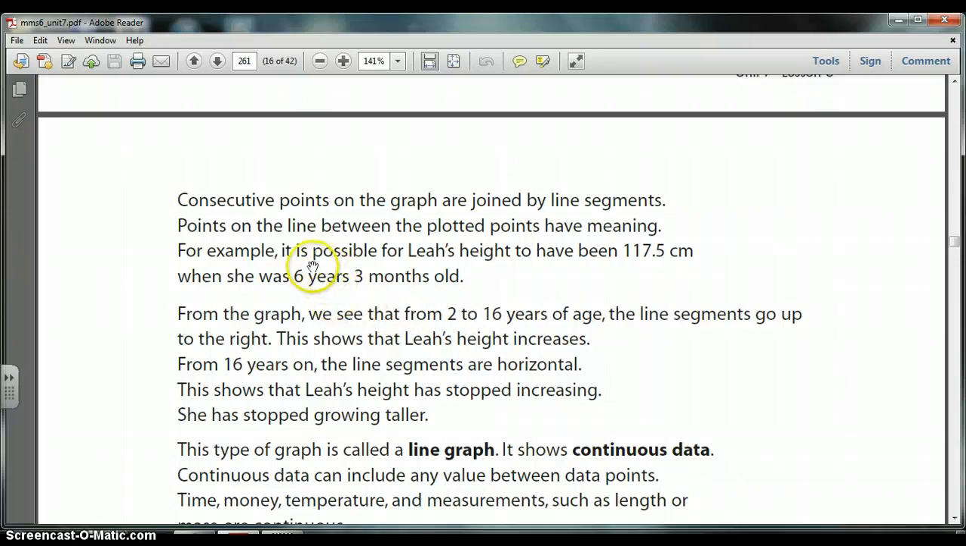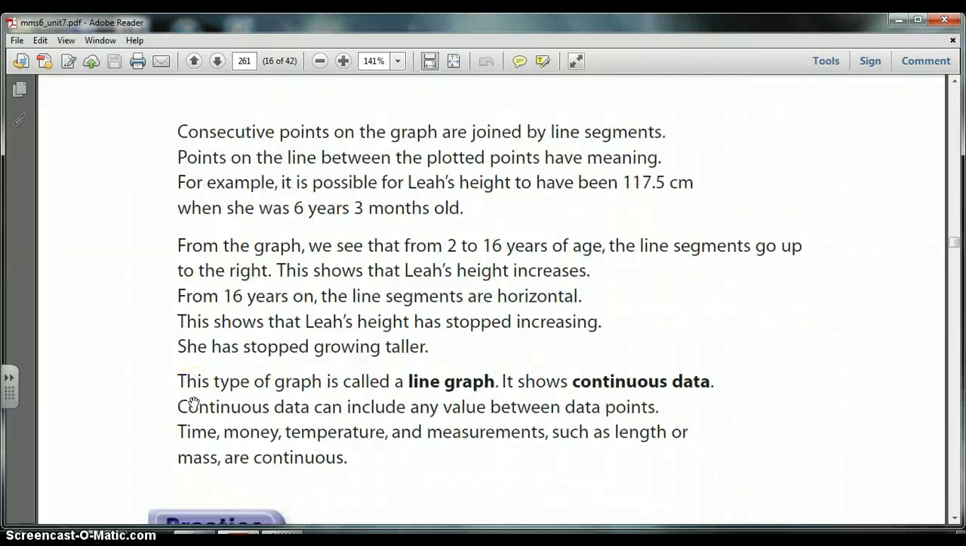For example, it is possible for Leah's height to have been 117.5 centimeters when she was 6 years, 3 months old. So this is continuous data, it's not discrete. From the graph, we see that from 2 to 16 years of age, the line segments go up to the right. This shows that Leah's height increases. From 16 years on, the line segments are horizontal, which means she stopped growing.